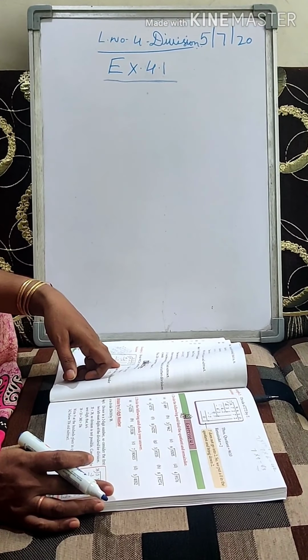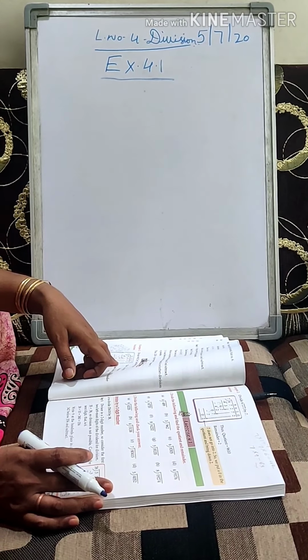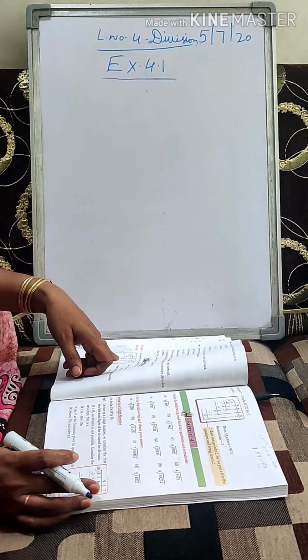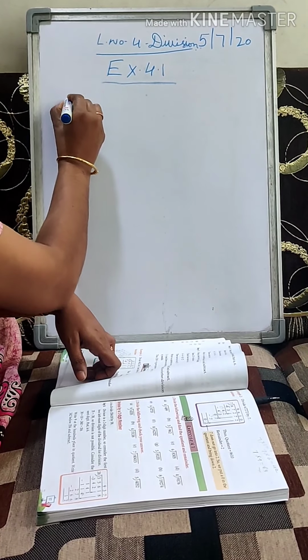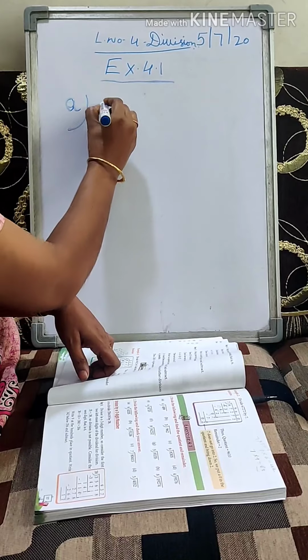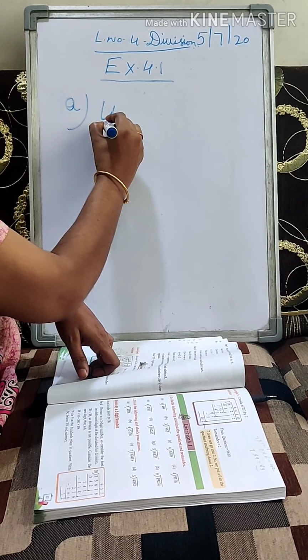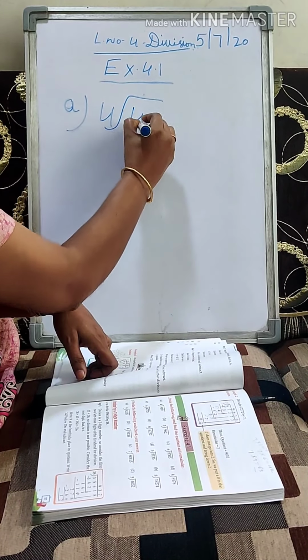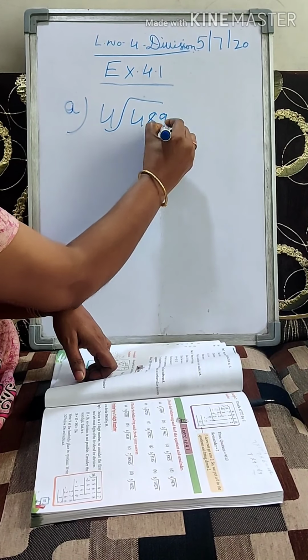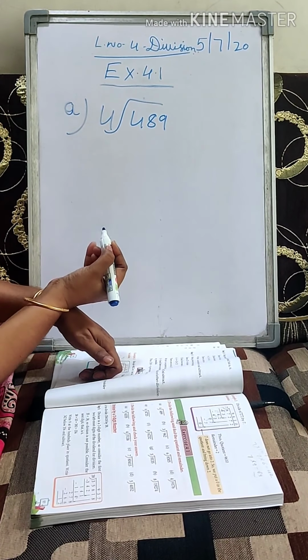First heading, divide the following and find the quotient and remainder. Okay, first question is 489 divided by 4. What you should do?